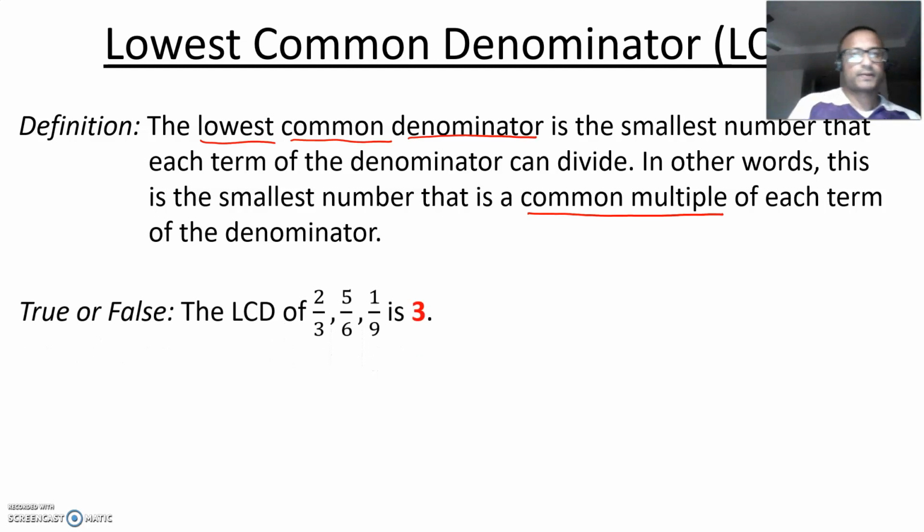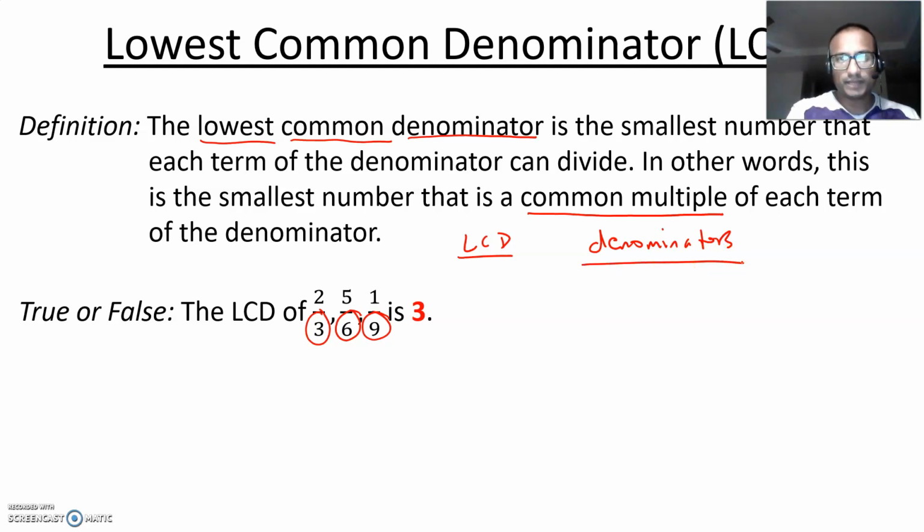Here's an example. True or false? The lowest common denominator of 2/3, 5/6, and 1/9 is 3. So first, I'm going to start by circling the three denominators. We have 3, 6, and 9. And by definition, the least common denominator is the smallest number that each term of the denominator can divide. So let's go through each of these. So let's start with 3. We're going to take our least common denominator. So I'm going to make two columns here. One for the least common denominator, which we said is 3, and then one for the actual denominators.